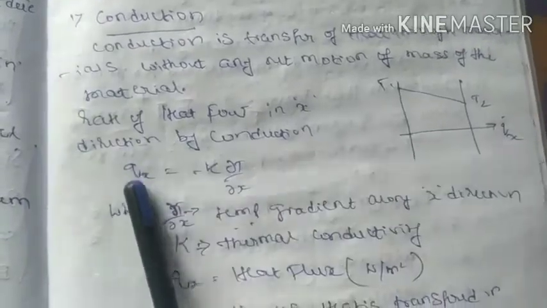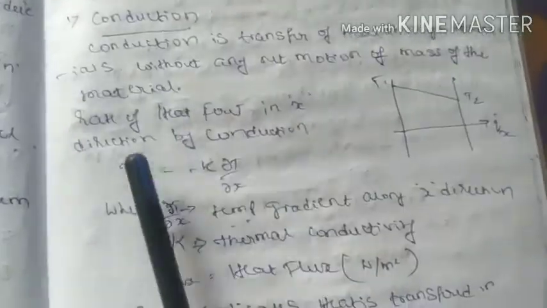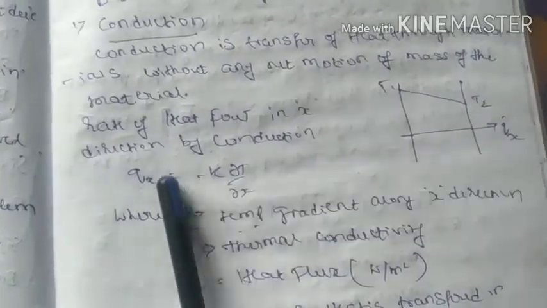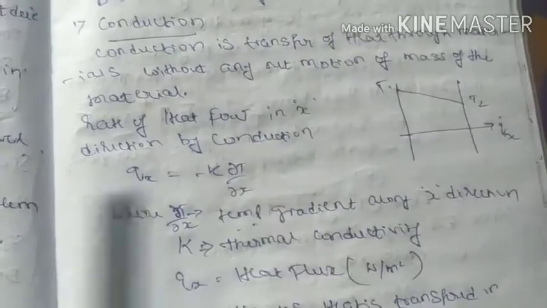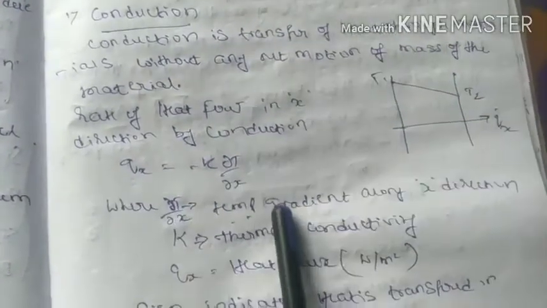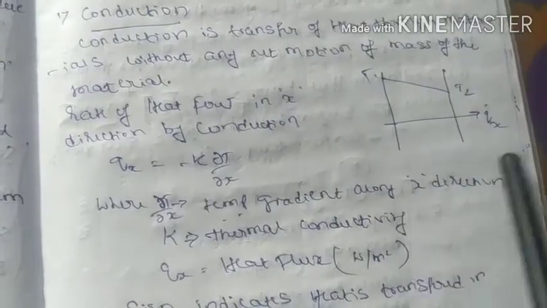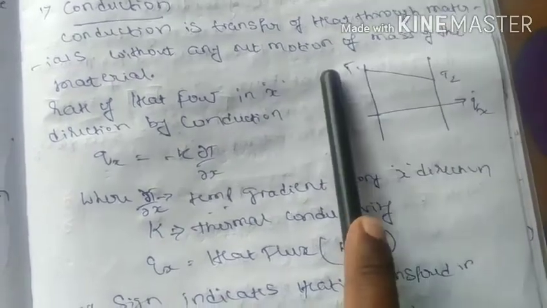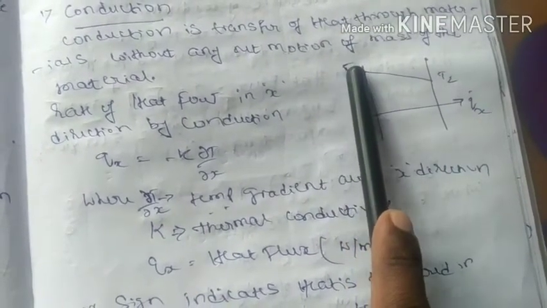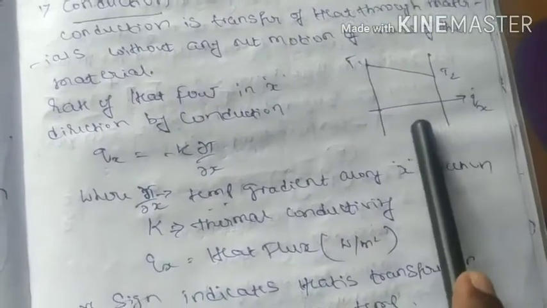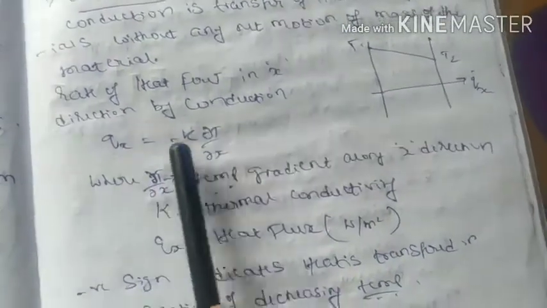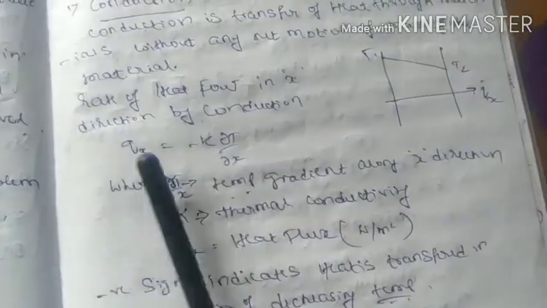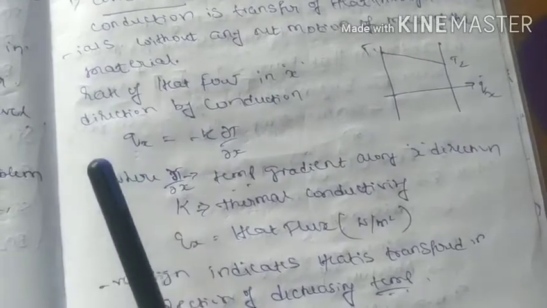So therefore we need to find out the rate of heat flow, Q. According to Fourier's law, Q is equal to minus K into dou T by dou X. What is dou T by dou X? It is nothing but the temperature gradient along the X direction. You can take an example, here T1 is the highest temperature and T2 is the lowest temperature. Therefore energy flows from higher to lower, along the X direction, Qx. That Qx is minus K into delta T, where K is thermal conductivity. This is one of the thermal properties.